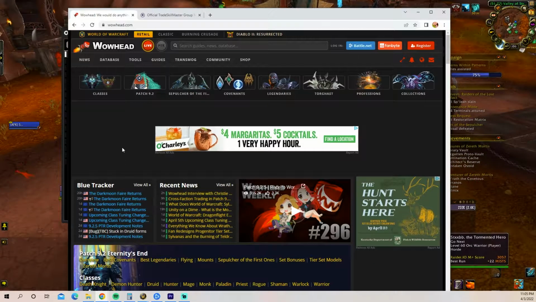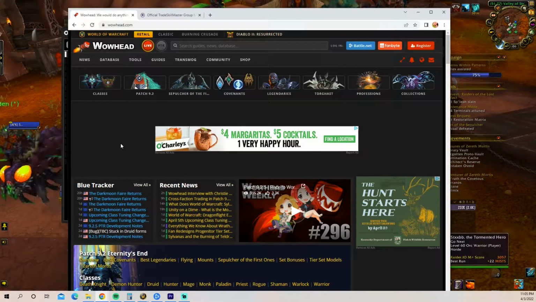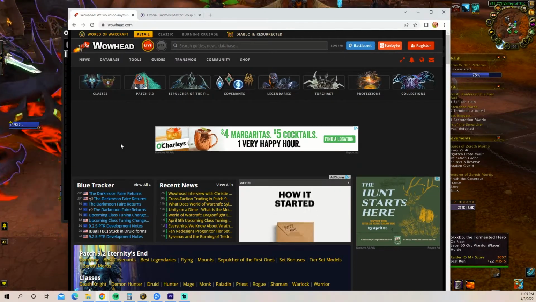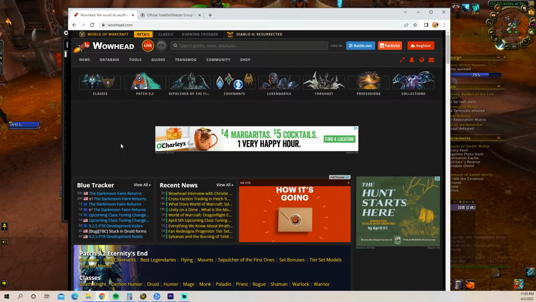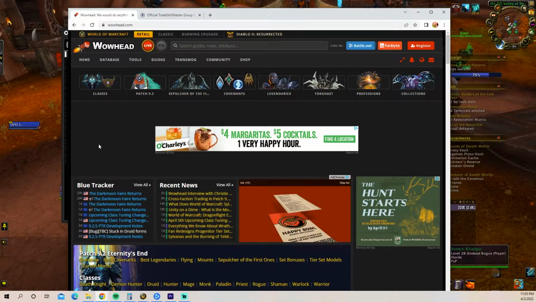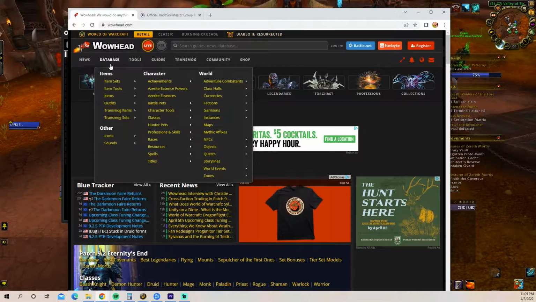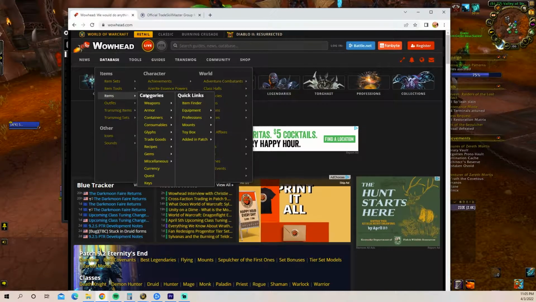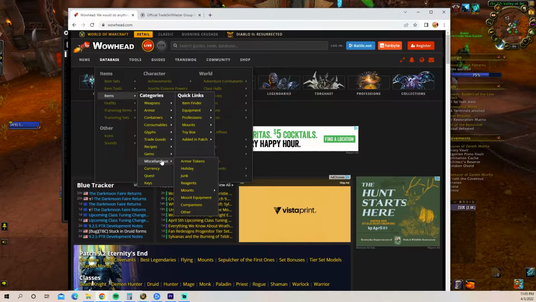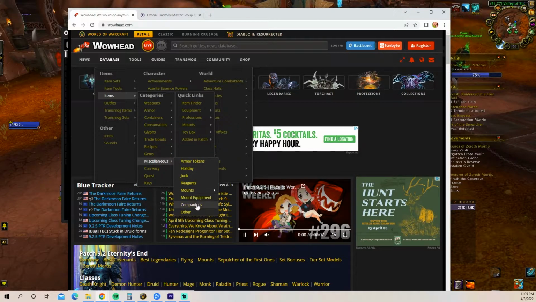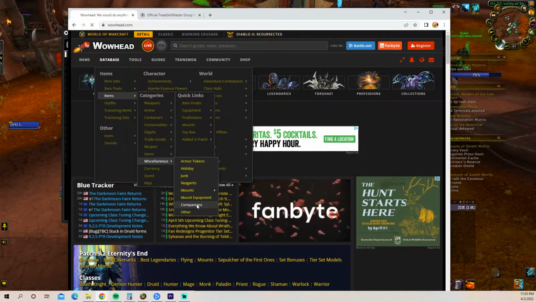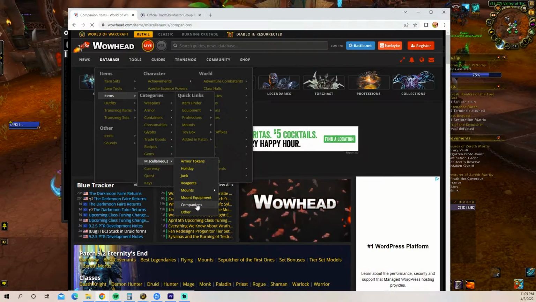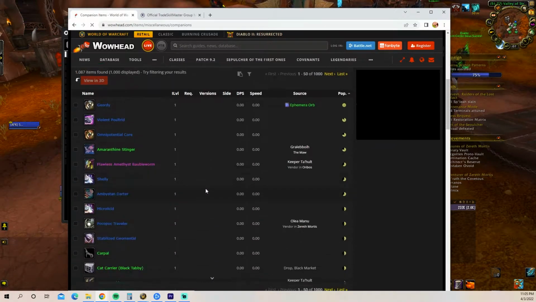So, for example, let's say I have identified a market of pets that a bunch of people on my server want to buy, the Mists of Pandaria pets. You've probably seen on here the database where you can see different items. In this case, I'm going to go to items. I happen to know the category is miscellaneous, and then companions for pets. I don't know why I don't just call them pets, but we're going to click companions. Now it brings this up.